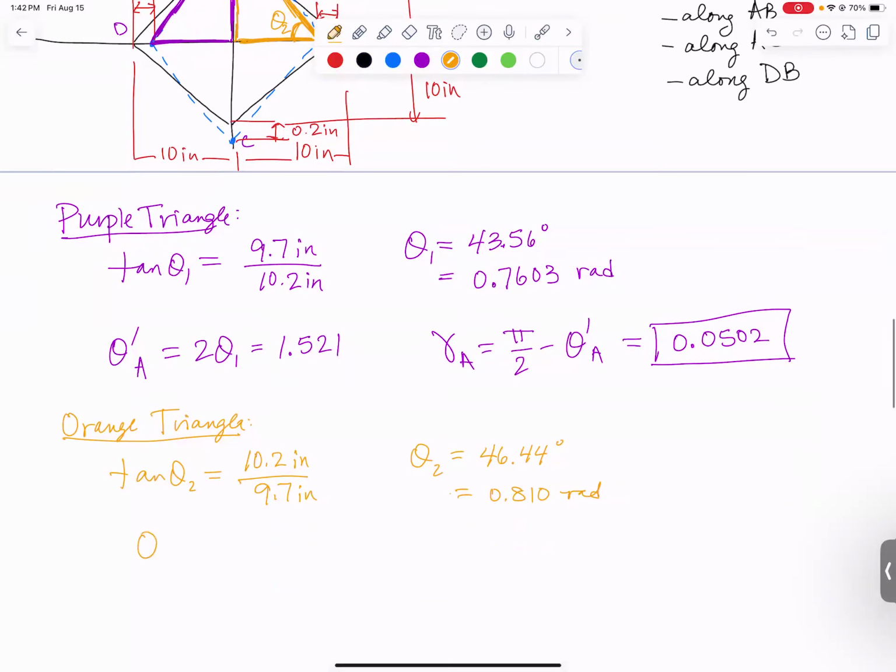All right, so then the theta b prime, the new total angle at B, is going to be two of those. So theta prime b is 2 theta 2. Multiplying that out, I get 1.62 radians. So gamma b is pi over 2 minus that new angle at B, theta b prime.